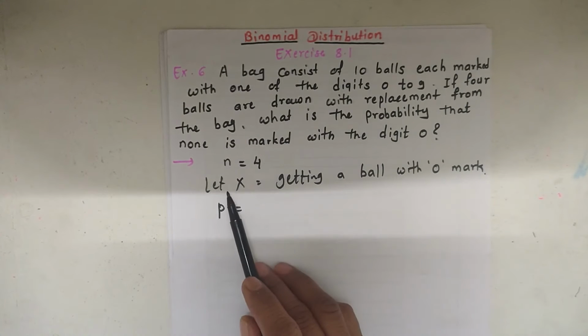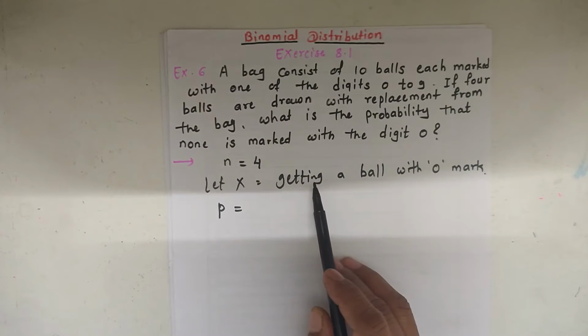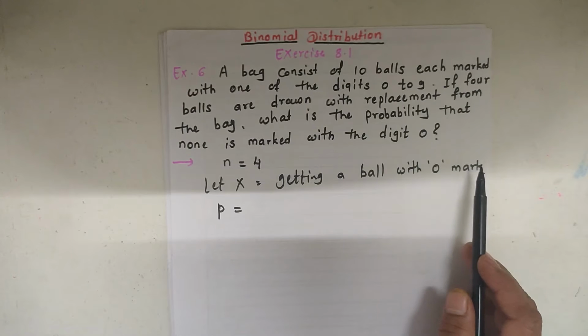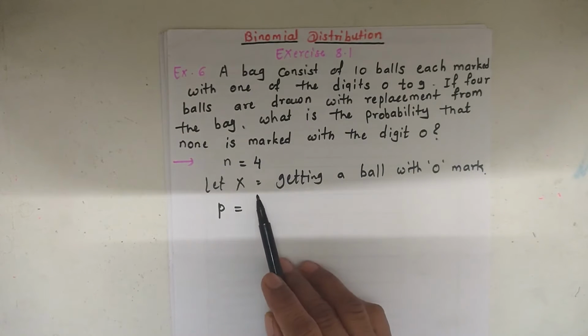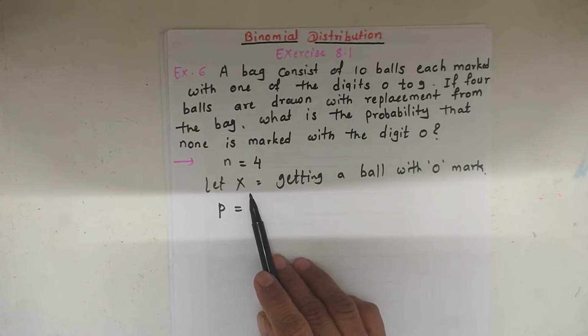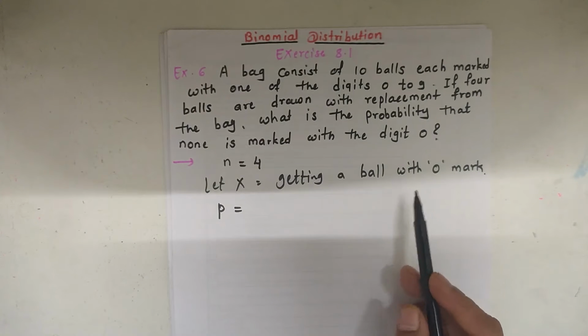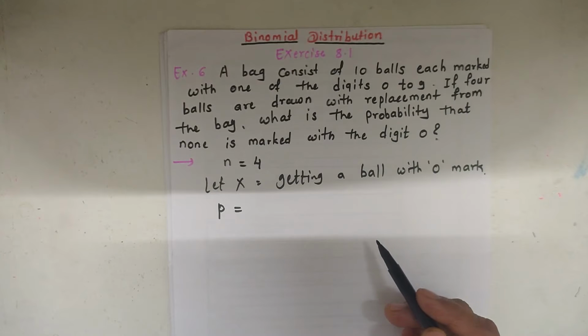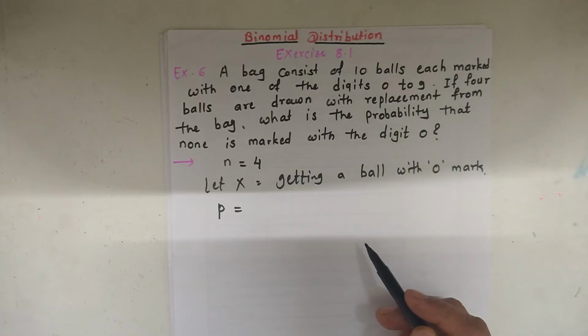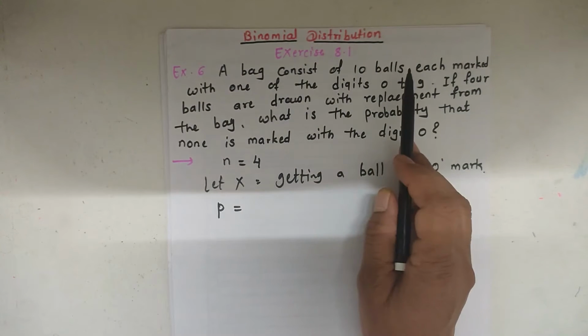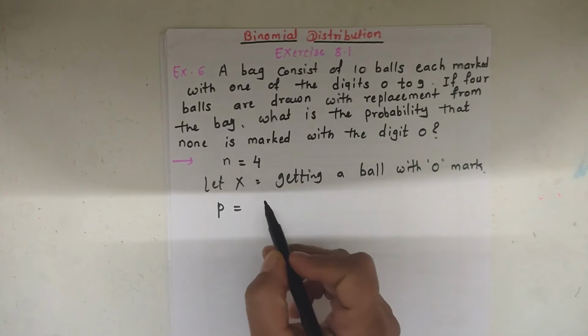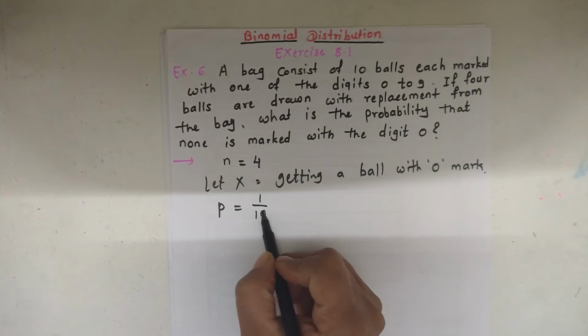So here consider the random variable x as getting a ball with 0 mark. Then we have to find the probability of success. Probability of success means the probability of a single trial. There are 10 balls in the bag. Then for a single trial, the probability of success is 1 upon 10.